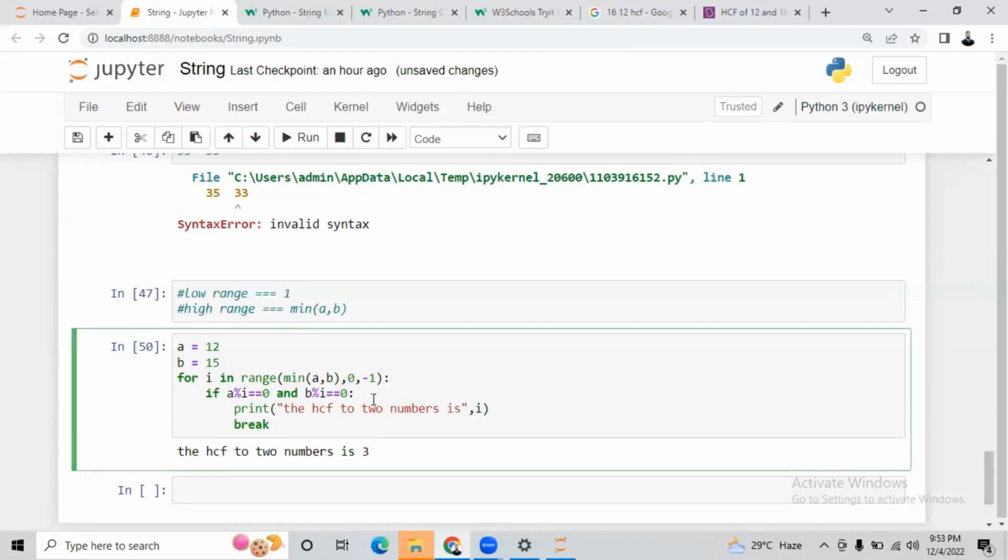So do the revision of HCF. Try to solve it by yourself, okay? And in the upcoming lectures, we will discuss more problems on for loop, while loop and strings also.